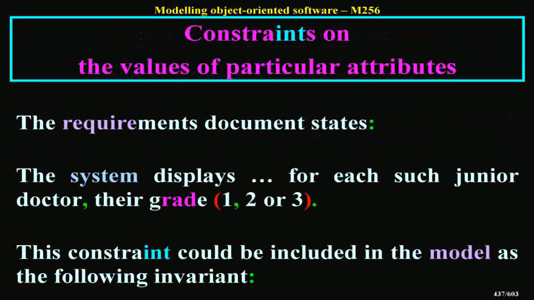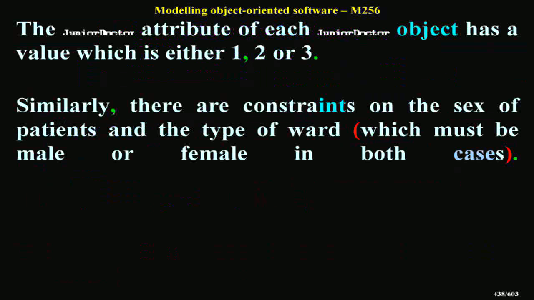Constraints on the values of particular attributes. The requirements document states: the system displays for each such junior doctor their grade 1, 2 or 3. This constraint could be included in the model as the following invariant: the attribute of each object has a value which is either 1, 2 or 3. Similarly, there are constraints on the sex of patients and the type of ward, which must be male or female in both cases.